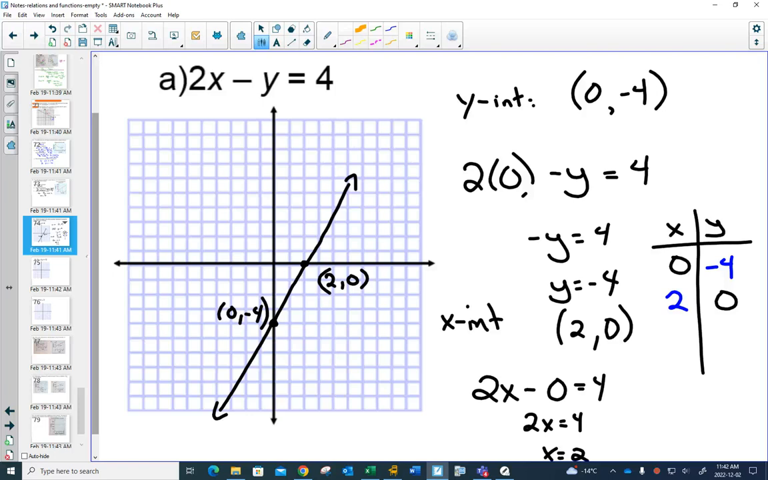Could you find the rate of change? Could you find the slope of this one? Well, sure, there are 2 points. We're going over 2, up 4. So your slope would be change in y divided by change in x. Your slope in this one would be equal to 2.